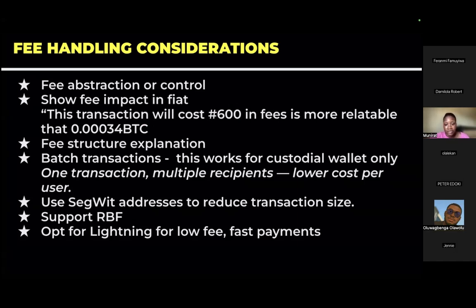Batch transactions, as I said earlier, use SegWit addresses to reduce transaction size. Support RBF. RBF is replace-by-fee. It's a protocol that was introduced, I think, in 2017. And then opt for Lightning for low fee, fast payments.